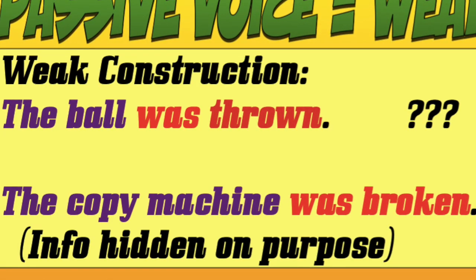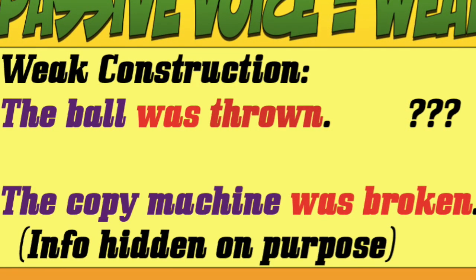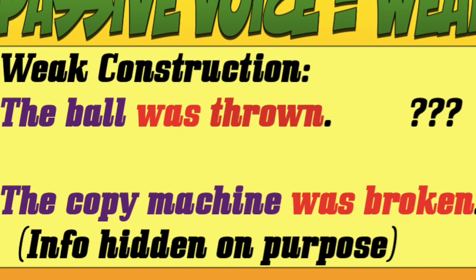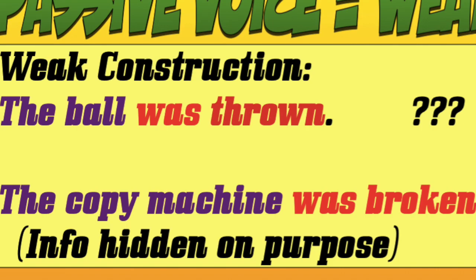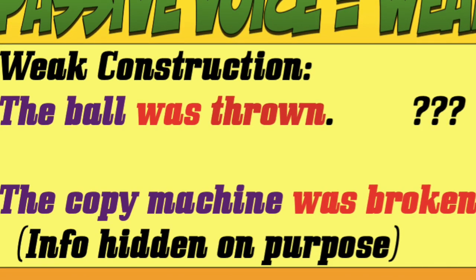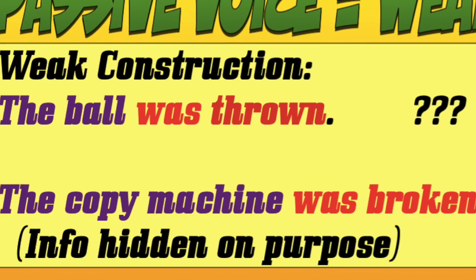Let's say my buddy Stacy broke the copy machine and my boss wants to know what happened. And I don't want to lie, so I can be vague. I can say the copy machine was broken. That way I don't rat out my friend, but I don't directly lie either. It is a sin of omission though.